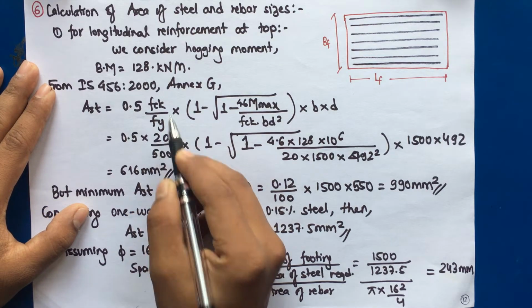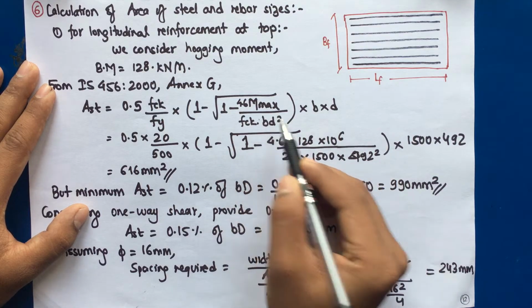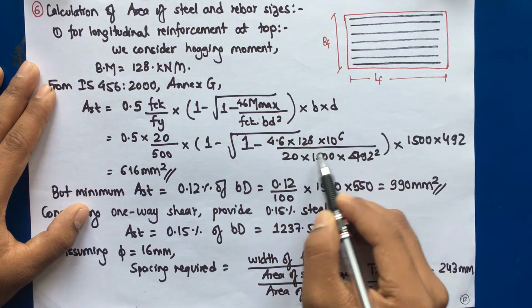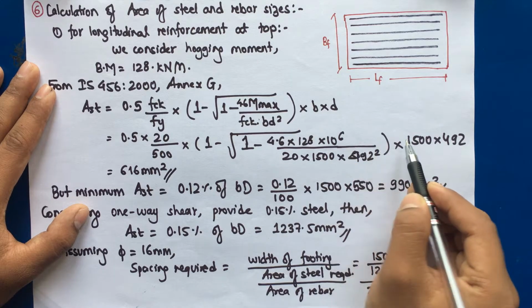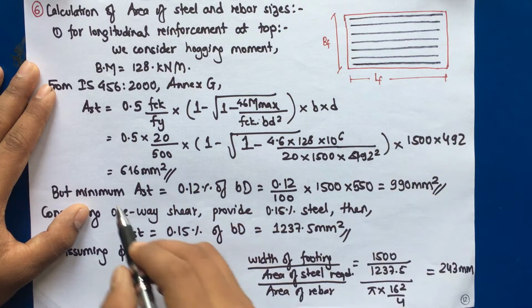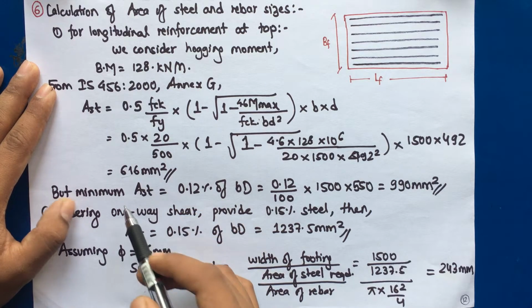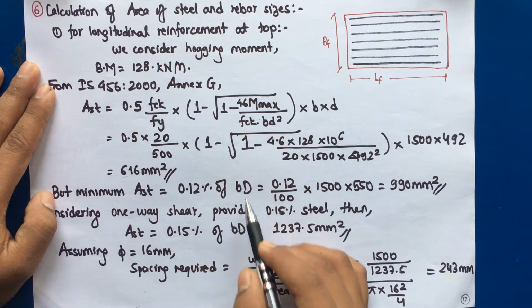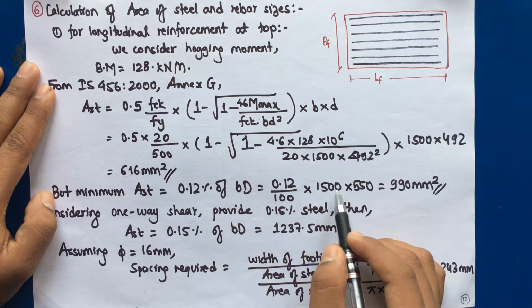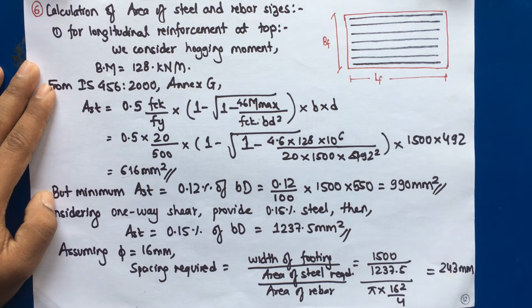Substituting the values: the maximum bending moment is 128 × 10^6, fck is 20, the width of the footing is 1500 converted into mm, and the effective depth is 492, so 1500 × 492², and the value comes as 616 mm². So this is a small value, so we have to check with the minimum steel. Minimum area of steel is 0.12% of bD, 0.12/100 × 1500 × 550. So the minimum area of steel is 990 mm².